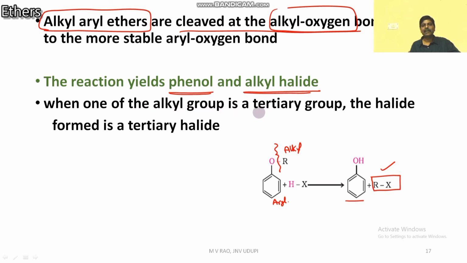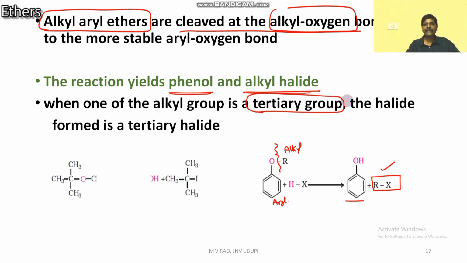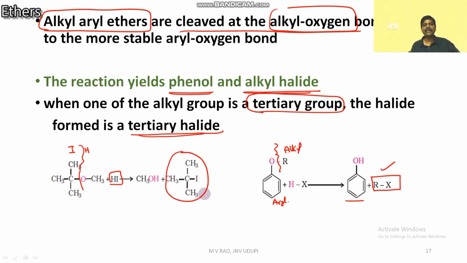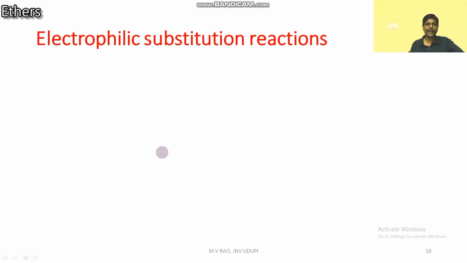When one of the alkyl groups is a tertiary group, a bulky group, the halide formed is tertiary halide. You can take here this one, HI is added, I will add this side and this H. So bulky group, tertiary alkyl halide will form, and a small one gives alcohol. So it is about cleavage of alkyl oxygen bond in ethers. First type of chemical property.